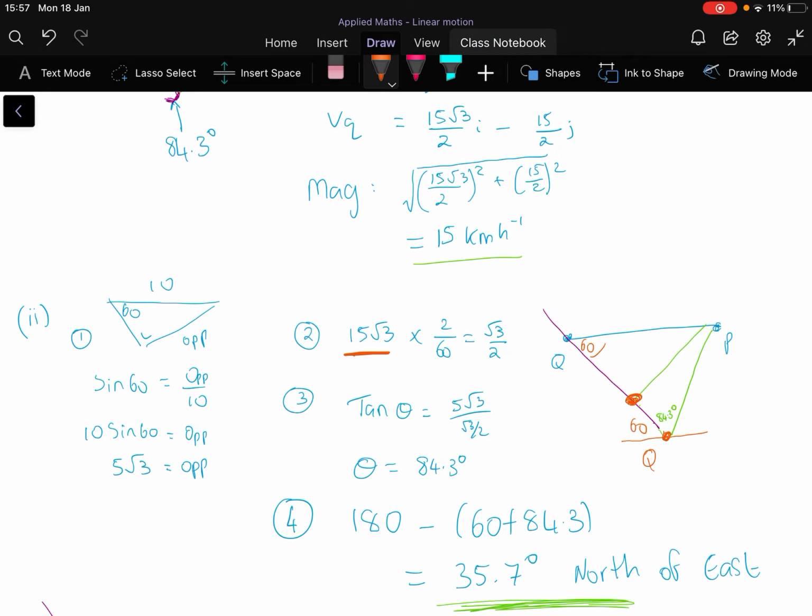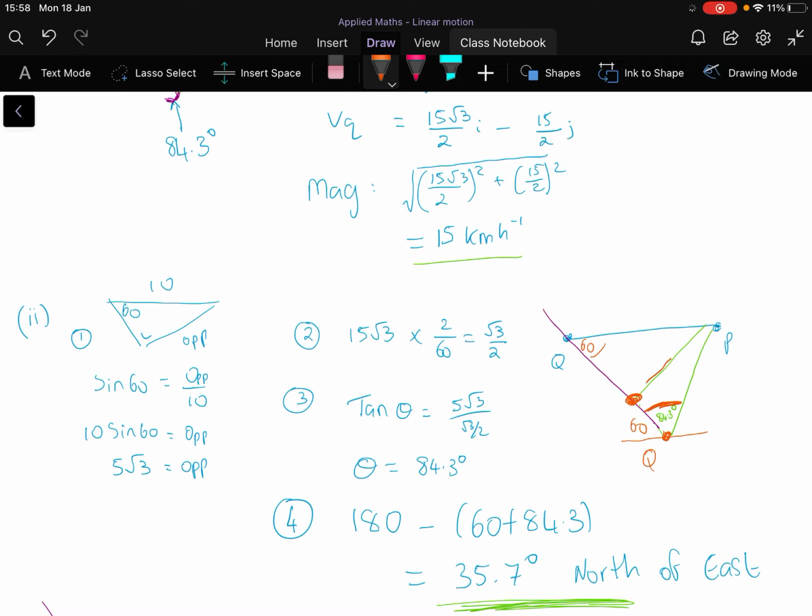So that means that I know the velocity of Q is going 15√3 in this direction. So what I'm going to do with that 15√3 is I'm going to multiply it by 2/60 because this is in kilometers per hour. So I need to change my 2 minutes into hours. And I know that that is a distance of √3/2. So that's how far the ship Q goes in 2 minutes. So I know that that is this distance here. Okay, that is √3/2.